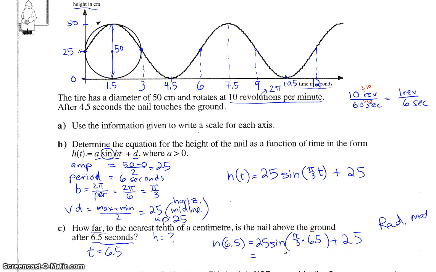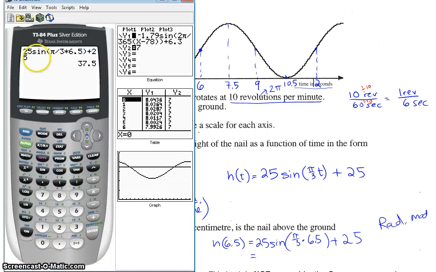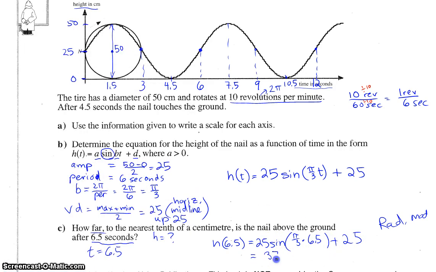Okay, so you go do that, and I'll do it as well. We'll see if you get the same answer. Okay, so typing that into the calculator, I'm in radian mode, and yeah, it's all good, same as the equation. I should get 37.5. Okay, now let's look at our graph to see if that's reasonable, and that's centimeters.